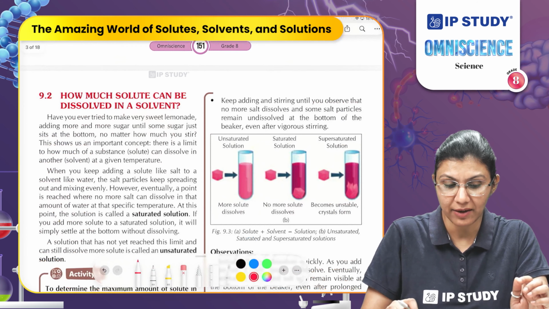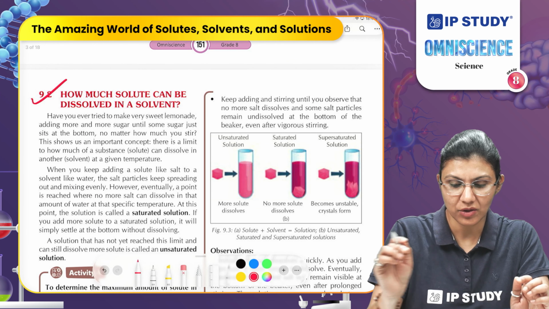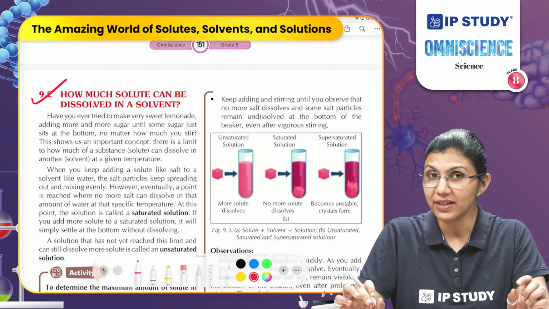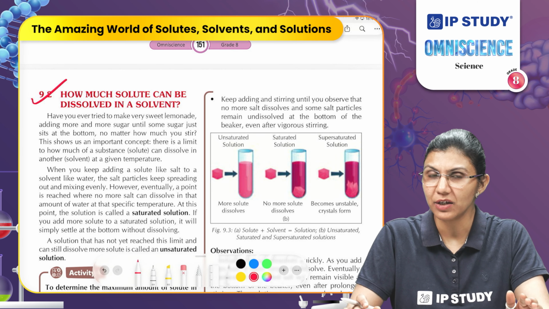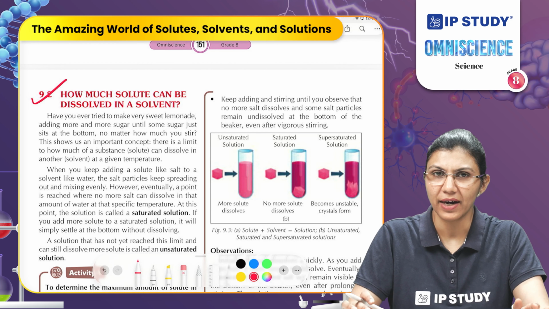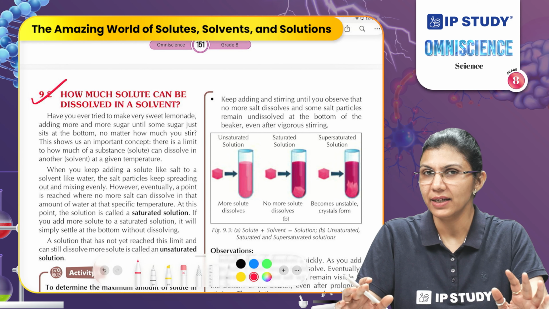How much sugar can be dissolved in a solvent? As we discussed, at a certain temperature, like at room temperature, you can add 4 or 5 teaspoons of sugar in a glass of water.